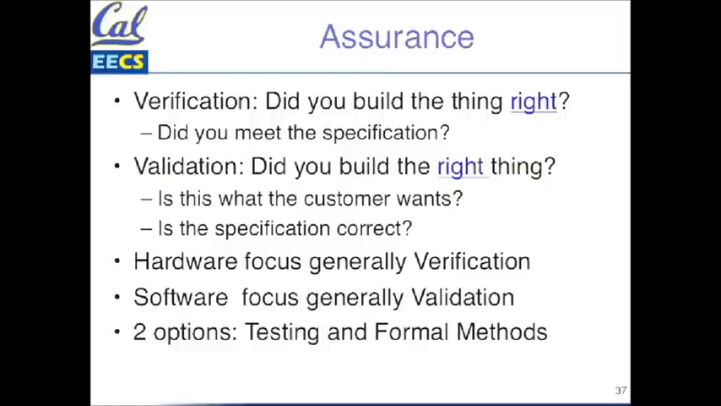So pretty much hardware deals with verification. There's a spec. It's not going to change. Software, maybe not NASA software, but most kinds of software, generally deals with validation. Did you build the right thing? Not the thing right, but the right thing. And this is one of the reasons software is hard: the customer will change their mind about what they want. So Agile is about validation.